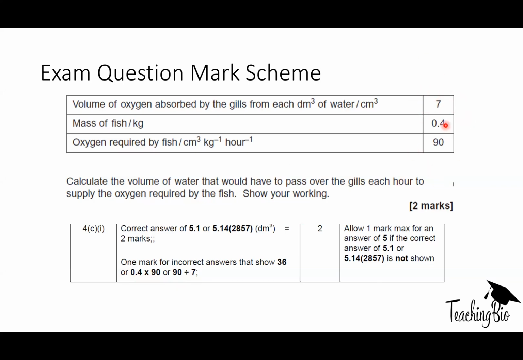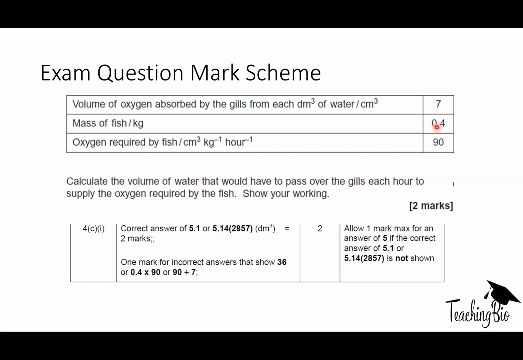So you've got to do 0.4, which is the mass of the fish, times that by the oxygen that will be required by the fish per hour. Okay, so that's in kilograms, so that'll give you the oxygen needed per kilogram. Then you've got to work out how much volume will actually be absorbed per decimeters cubed. Now interestingly, these units they've given in centimeters cubed, which can make everything a bit confusing, but ultimately take the units that they've given you as your main marking, as your main reasoning for your answers.